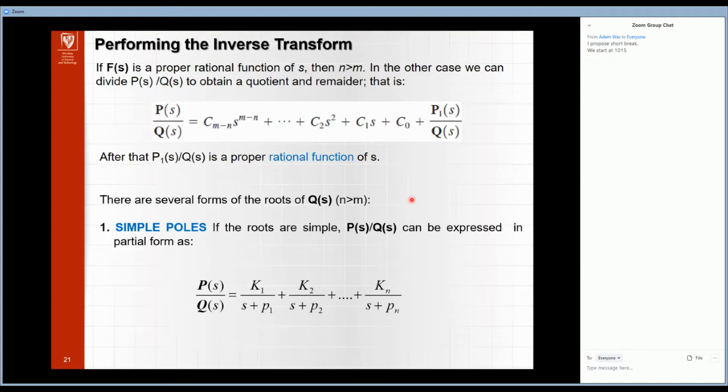The first one is simple poles. If the roots are simple, this P over Q can be expressed in partial fraction form as in these equations. We have some factors K1 up to Kn, and in the denominator s plus p1 up to s plus pn. And for all of this, I will give you examples, of course.